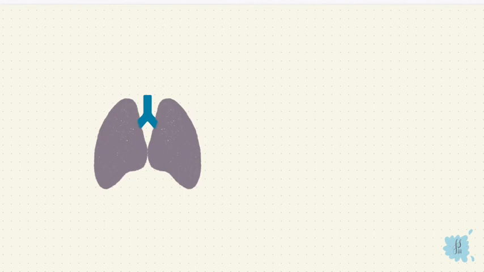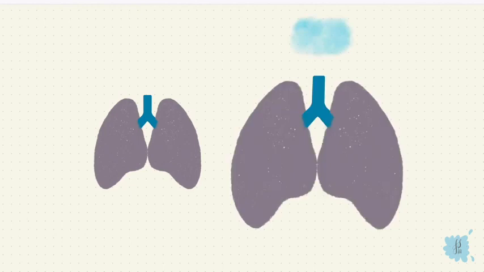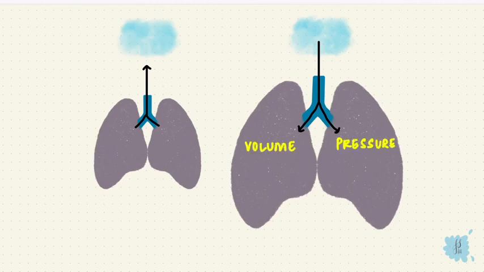So let's get started. Now the breathing cycle is pretty straightforward. Air goes in during inspiration and goes out during expiration. During this cycle, there are volume and pressure changes. The change in volume over the change in pressure, that's compliance. So let's quickly go over what these changes are.